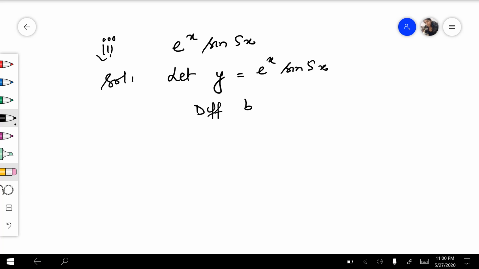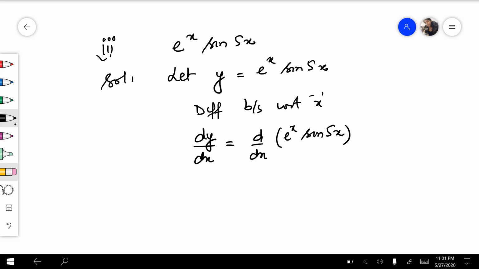Differentiate both sides with respect to x, which gives you dy upon dx is equal to d by dx of e raised to power x into sine of 5x. अब right hand side पे अगर आप ध्यान दें तो it is product of two functions. So making use of product rule, that is u into v. So that gives you u into differentiation of v plus v into differentiation of u.